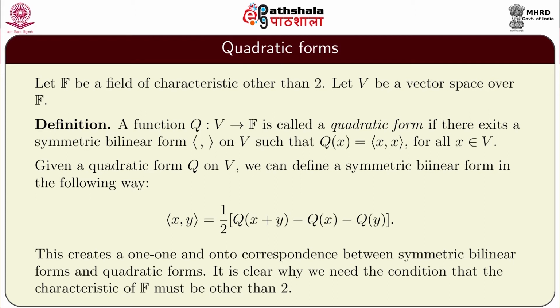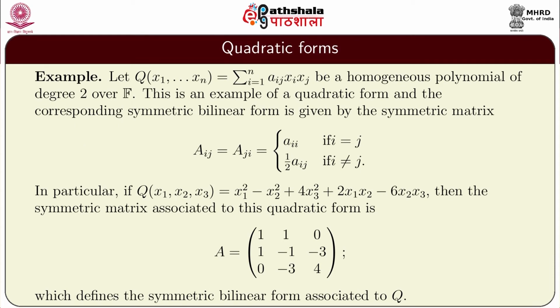Therefore, we see that starting with a symmetric bilinear form, we can define a quadratic form and vice versa, and this therefore creates a 1-1 and onto correspondence between symmetric bilinear forms and quadratic forms. As the remark says, it is clear why we need the condition that the characteristic of the field F must be other than 2. Let us look at an example.